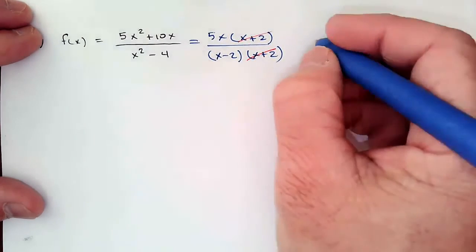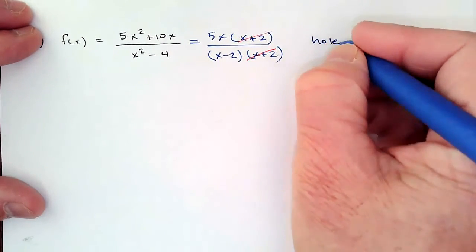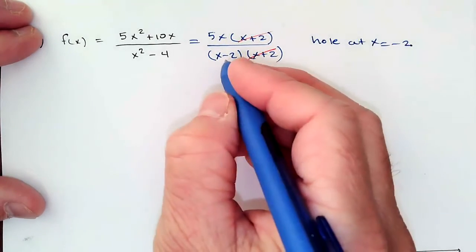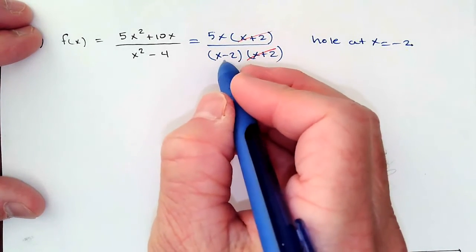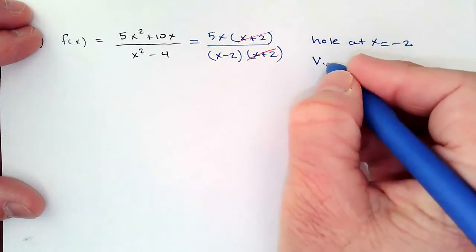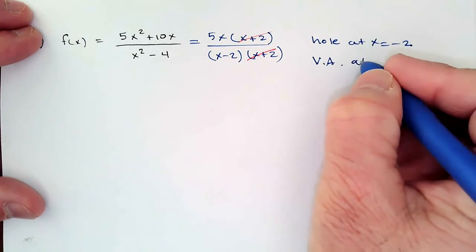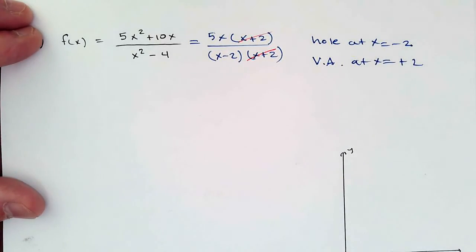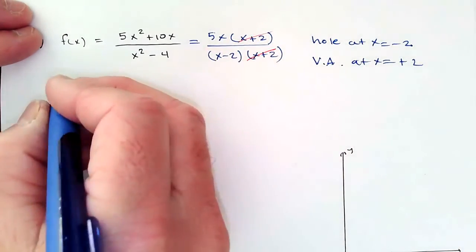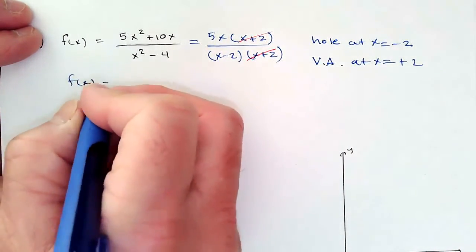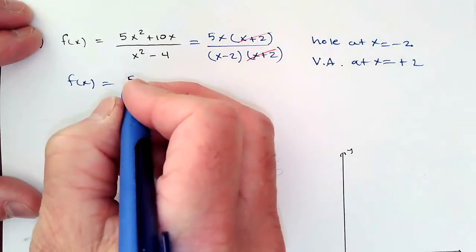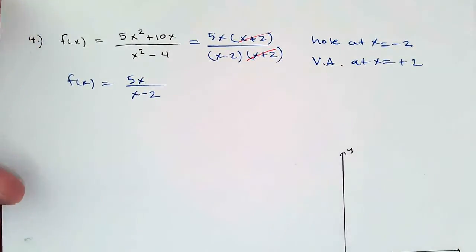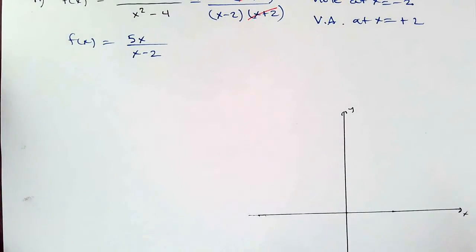So what is that telling us? We're going to have a hole at x equals negative 2. Since the x minus 2 did not cancel out, that means we are going to have a vertical asymptote at x equals positive 2. And then everything else is the same, and you can really just graph what's left over. After those cancel out, we're left with 5x over x minus 2. We just have to remember there's going to be a hole at negative 2.